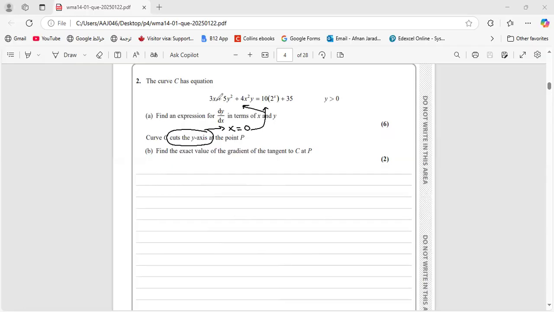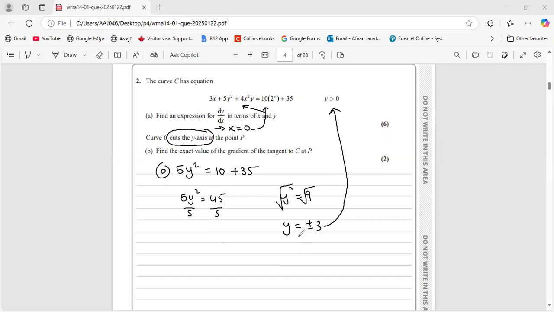It will be 3 multiplied by 0, which is 0. Now B, it's 5y squared. This one's 0, so all this term will be 0, equals 10 times 2 to the power of 0, which is 1, so equals 10 plus 35. So 5y squared equals 45, divided by 5, y squared equals 9. Square root of both sides, so y equals plus or minus 3. Look here, y must be greater than 0. So you take y equals 3 and reject y equals negative 3.